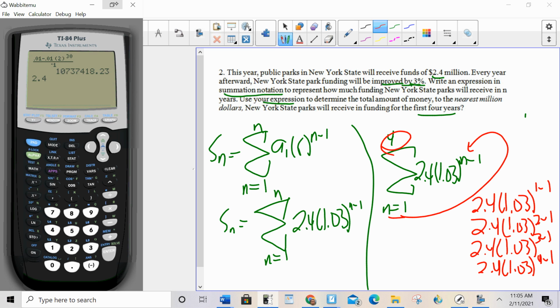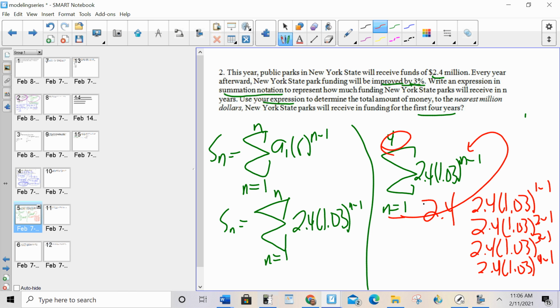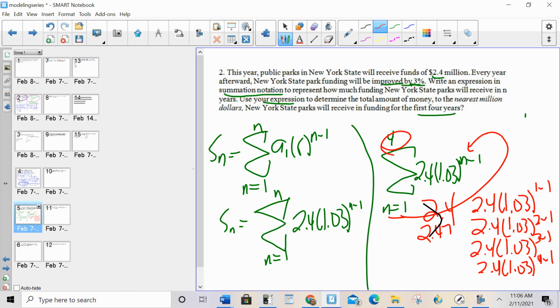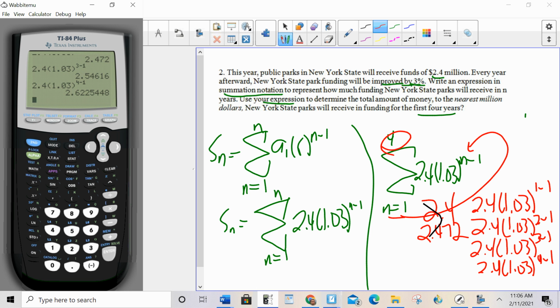2.4 times 1.03 to the 1 minus 1. Probably easier to copy and paste this. 2 minus 1. 3 minus 1. 4 minus 1. So it was 2.4, 2.472, 2.54616.